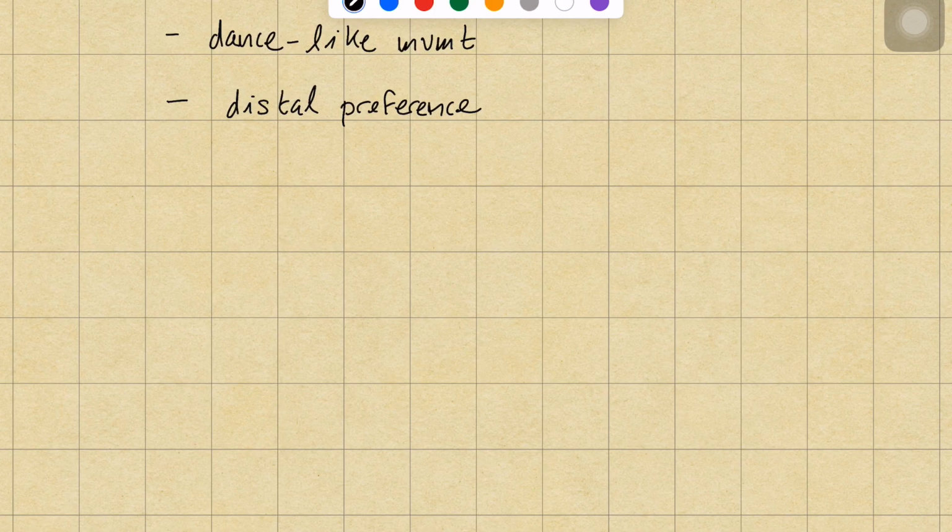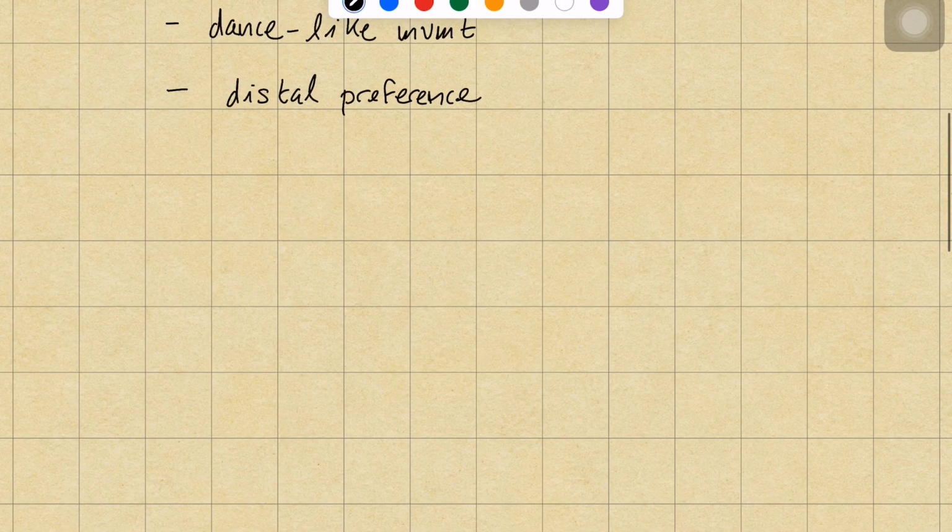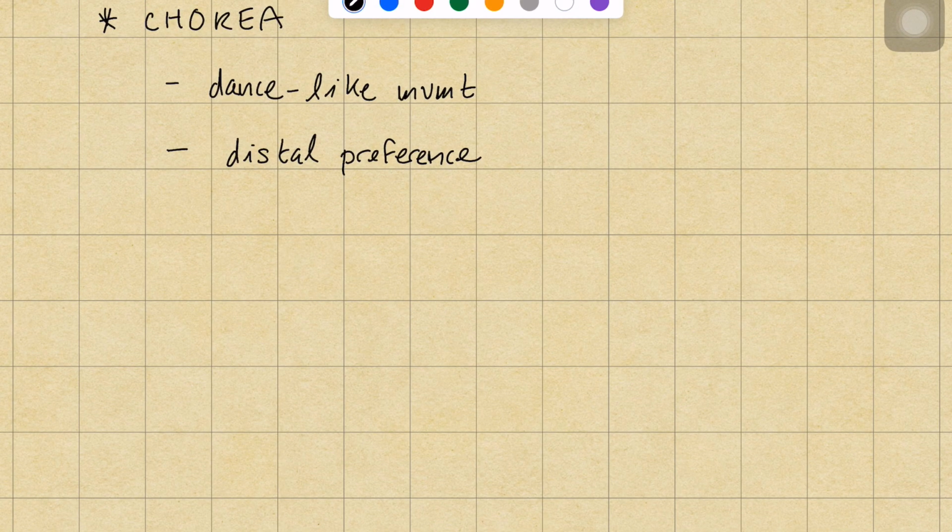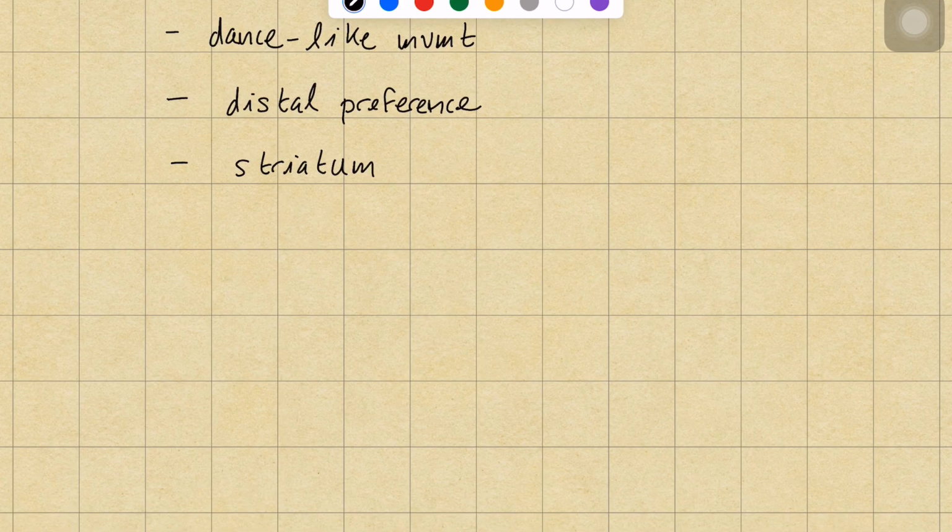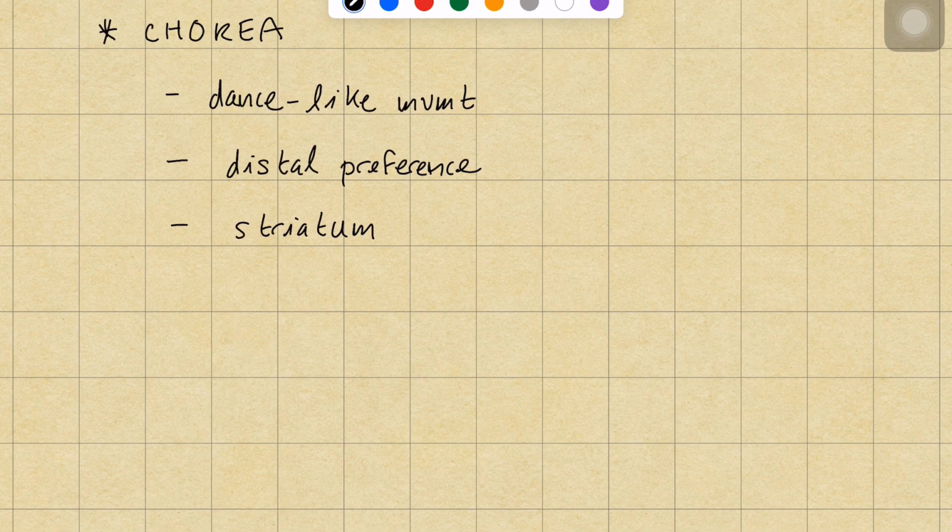And so in these types of things, we have to localize the lesion. So when you're localizing the lesion with chorea, you really are thinking of anything that causes a lesion to the striatum, which is the caudate plus putamen of the basal ganglia. So any striatal lesions are going to result in this disinhibited kind of dance-like movements called chorea.